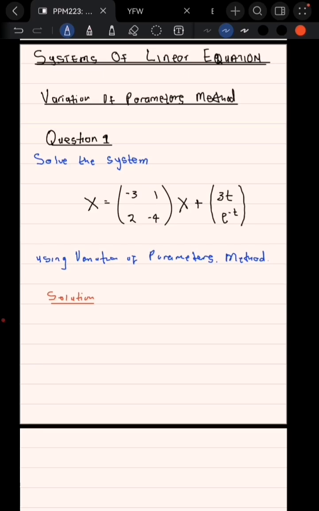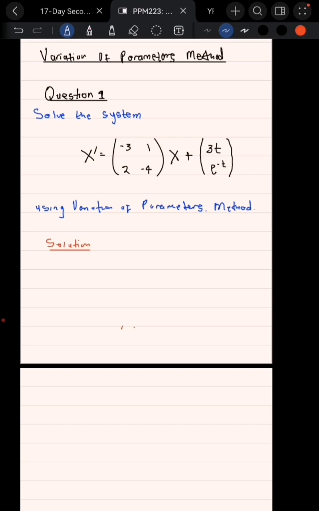Our focus today will be on systems of linear equations. The method of focus is variation of parameters in systems of linear equations. You are given a system in the form of a matrix whereby A is the matrix [-3, 1; 2, -4], and the function f of t is equal to 3t e to the power minus t.